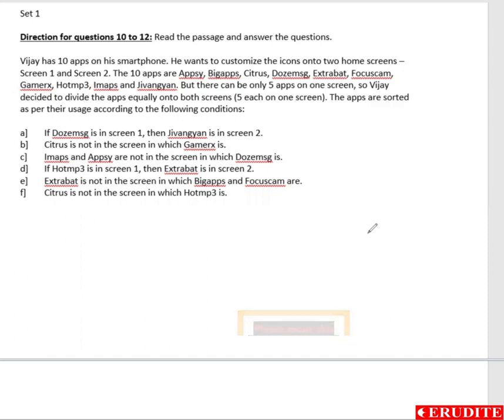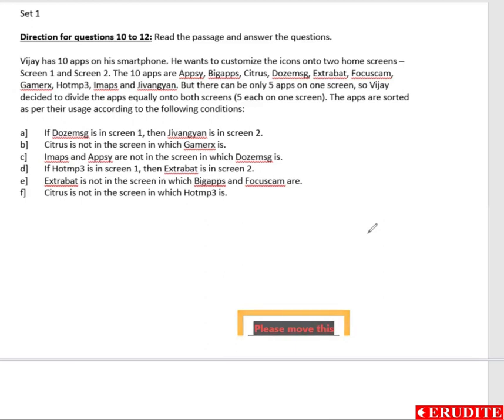If D is in screen 1, then J is in screen 2. C is not in the same screen as G. I and A are not in the same screen as D. If H is in 1, E is in 2.